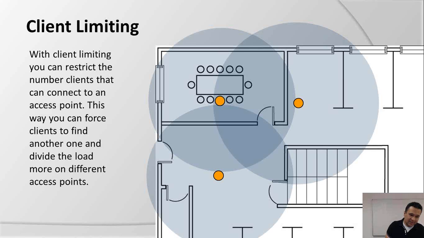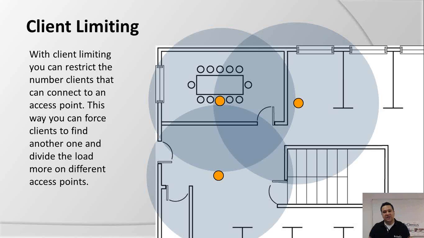So in this picture, I have this meeting room. There are 12 seats on this table. Of course, 12 is a very low number already. But for instance, if this would be a meeting room for 100 users, I would suggest to divide these 100 users to more access points. And if I would have one access point for these 100 users, all these 100 users will try to connect to the access point that is the strongest in transmission power.